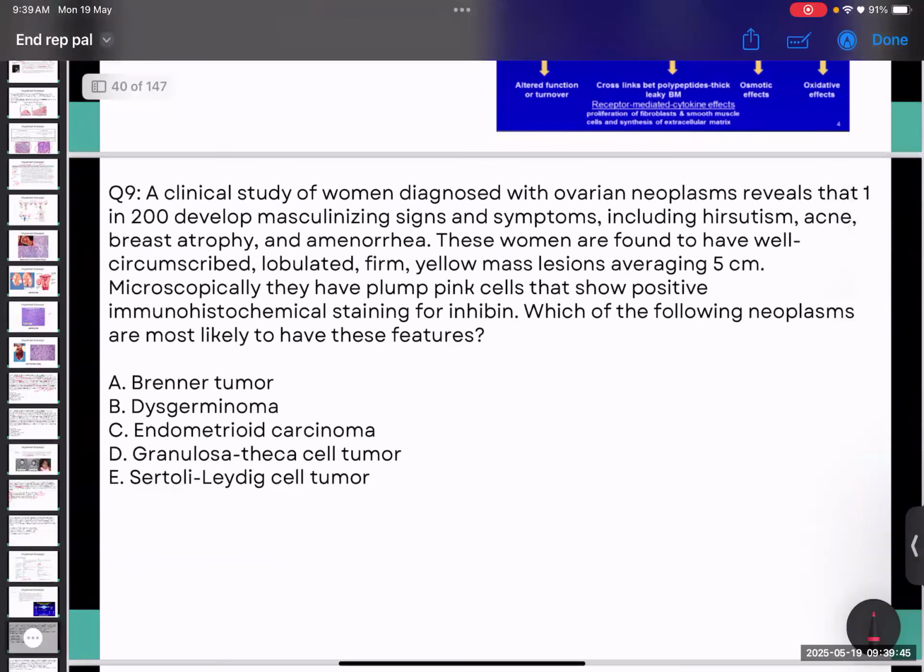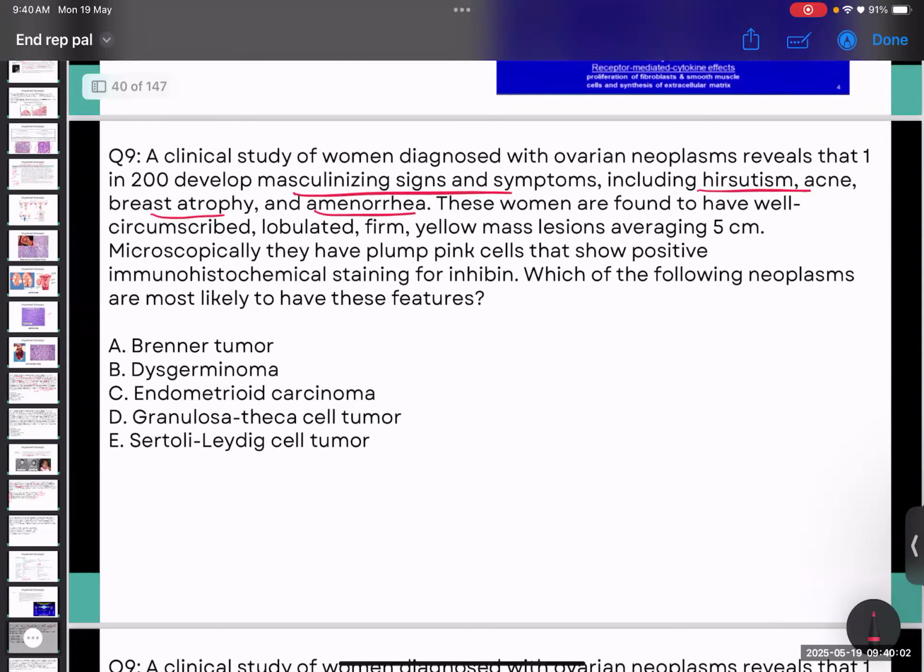Now, moving on to question number 9. Here we have a clinical study of women diagnosed with ovarian neoplasms that reveals 1 in 200 develop masculinizing signs and symptoms. These include hirsutism, acne, breast atrophy, and amenorrhea. These women are found to have well-circumscribed, lobulated mass lesions averaging 5 centimeters. Microscopically, they have plump pink cells that show positive immunohistochemical staining for inhibin. Which of the following neoplasms is most likely to have these features?